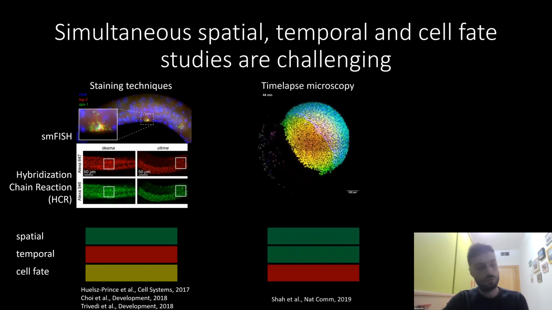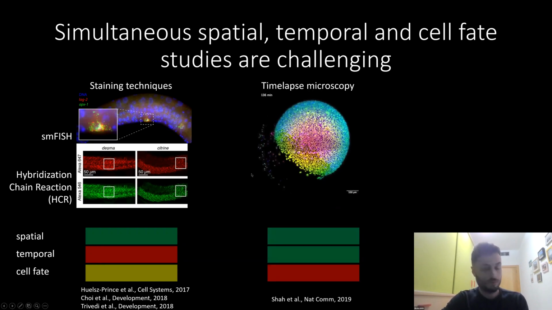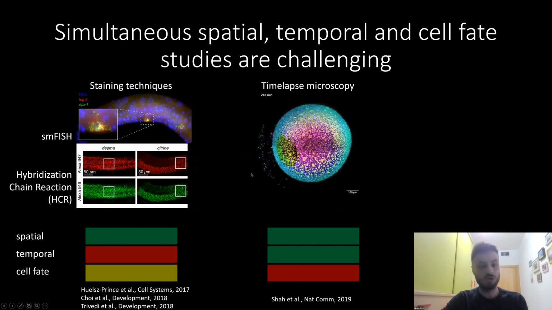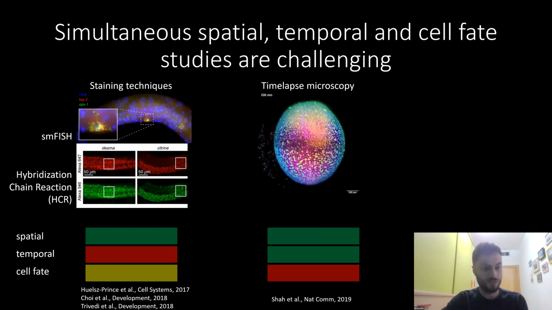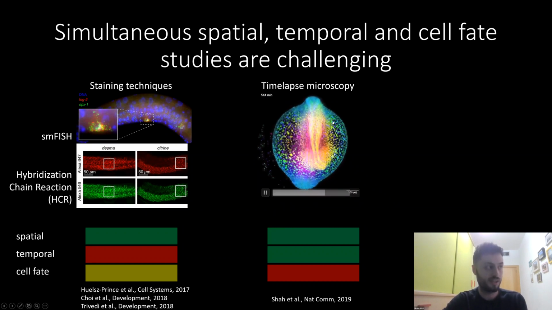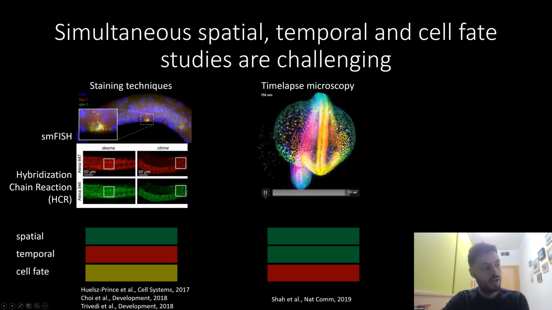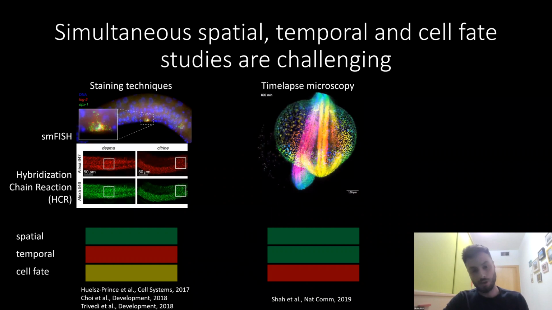Next to this, of course, we have time-lapse microscopy imaging, with which it's possible to visualize with a very high level of detail both the spatial and temporal information of single cells, in this case inside a developing zebrafish embryo. In its simplest form, time-lapse microscopy does not allow, however, to look at the fate of these cells with very high detail.